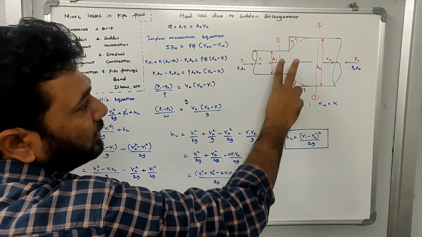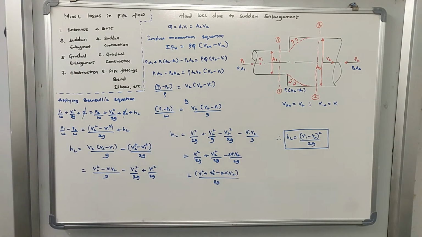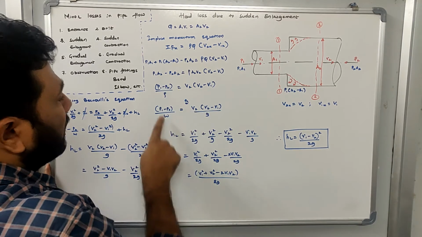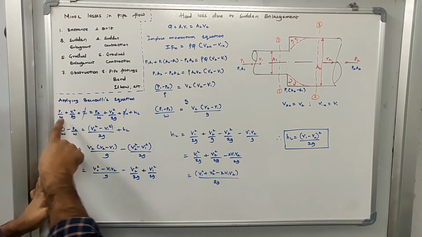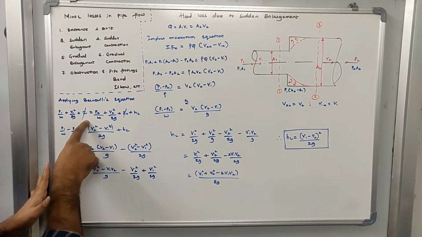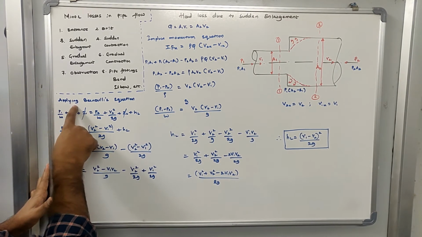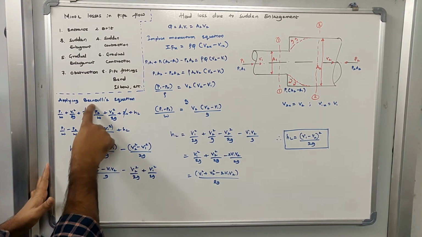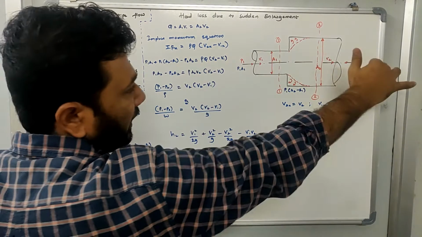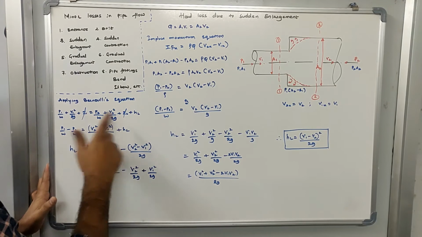The change in pressure takes place because, as we know, the total energy at any given point is equal to P by W plus V square by 2G plus Z1. P is the pressure head, V is the velocity head, Z is the datum head. Now assuming that this is a completely horizontal pipe, we can eliminate Z1 and Z2.